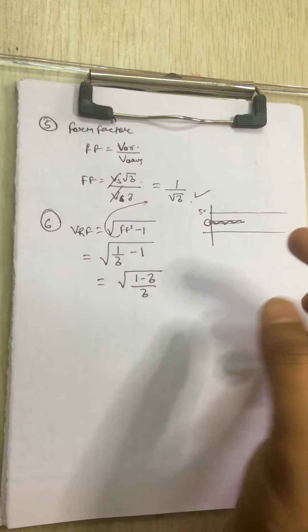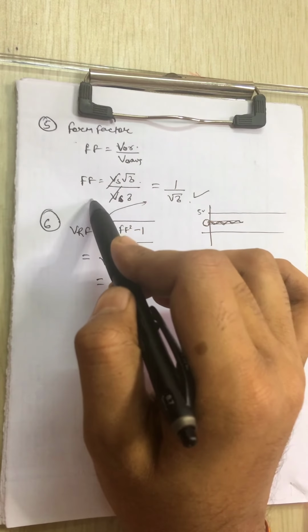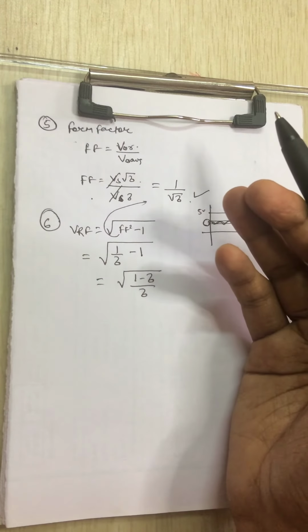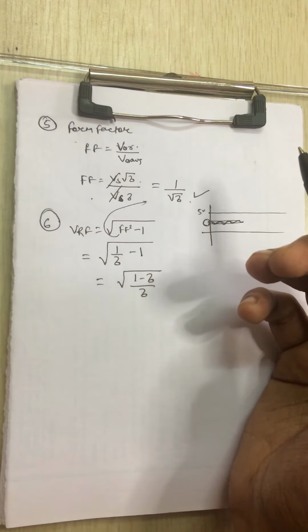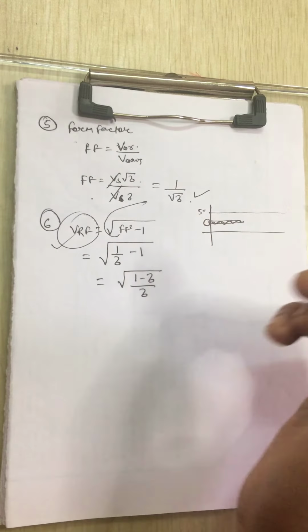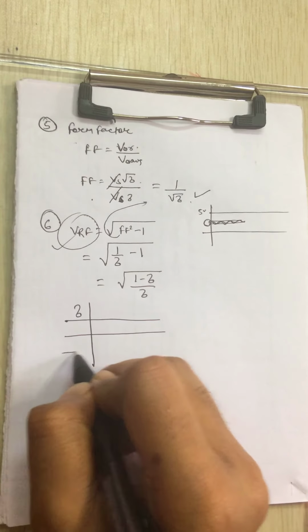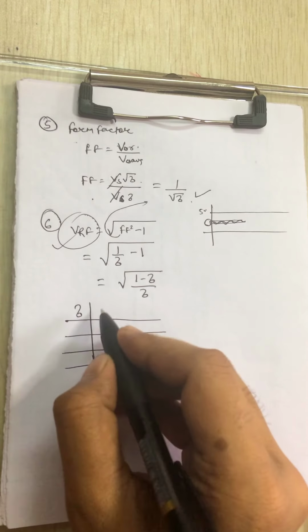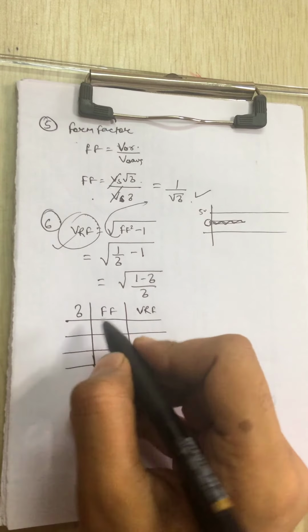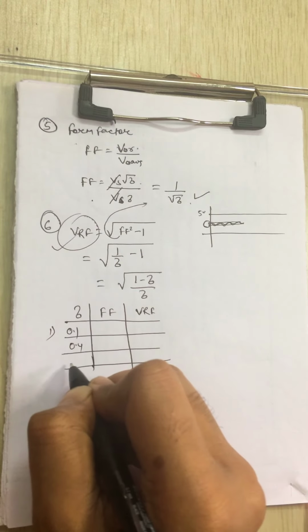Now I would like to plot a table of delta, form factor and voltage ripple. If we change the value of delta, what will happen? Whether the form factor will increase or decrease, or what will happen in the case of the voltage ripple factor. So we assume some values of delta. This is the form factor, this is the voltage ripple factor. Delta is 0.1, 0.4, 0.7.